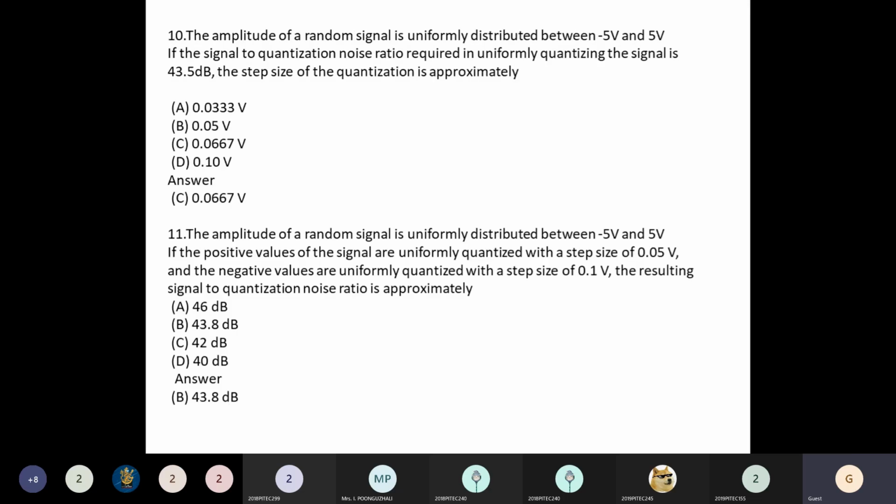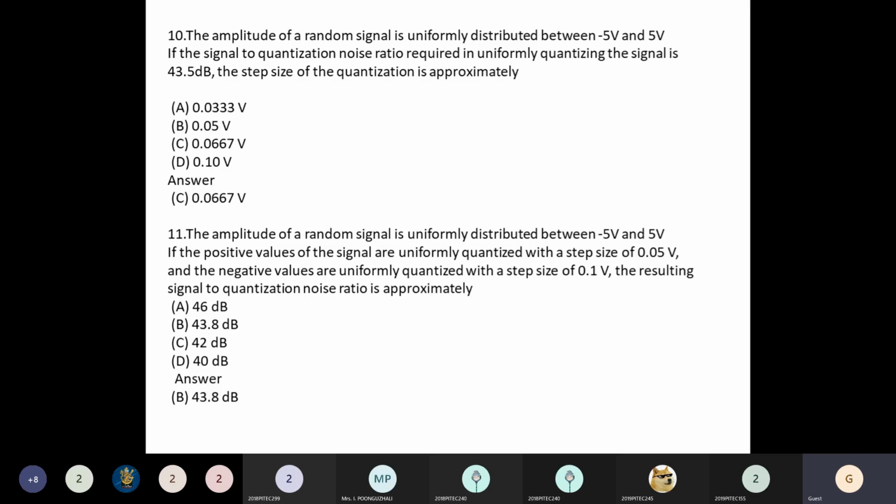Then the next question. The amplitude of a random signal is uniformly distributed between minus 5 volt to plus 5 volt. If the signal to quantization noise ratio required in uniformly quantizing the signal is 43.5 dB, the step size of the quantization is approximately what will be? The amplitude of the input signal is given as uniformly distributed between minus 5 volt and plus 5 volt, and the SNR is 43.5 dB.